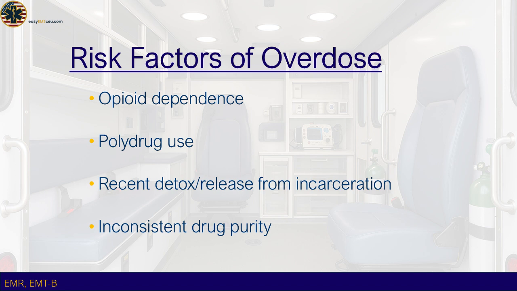Unfortunately, many patients may not be fully aware of how dangerous these drug combinations can be. A third risk factor is recent detoxification or release from incarceration. After a period of abstinence, an individual's tolerance to opioids decreases significantly. If they relapse and use a dose similar to what they previously tolerated, they are at high risk of overdose because their body can no longer process the same amounts of the drug safely.